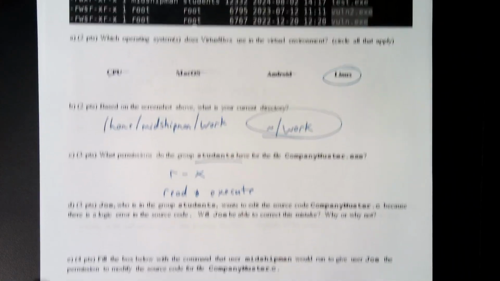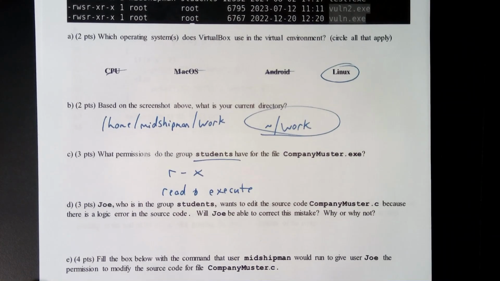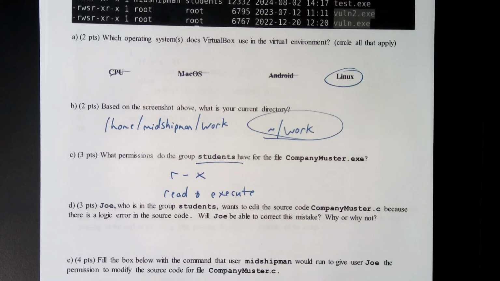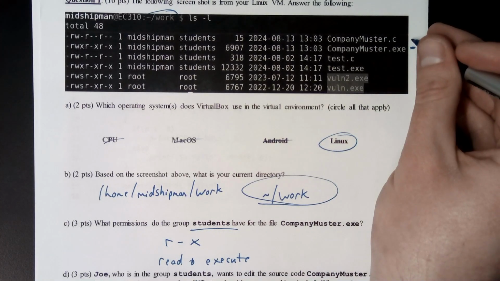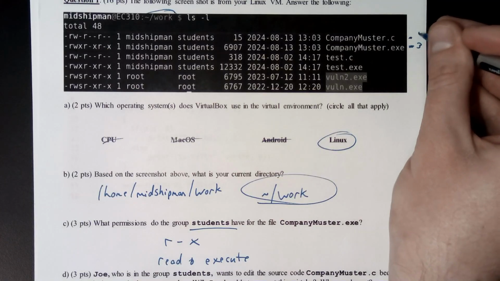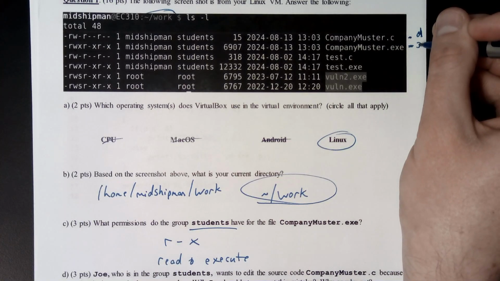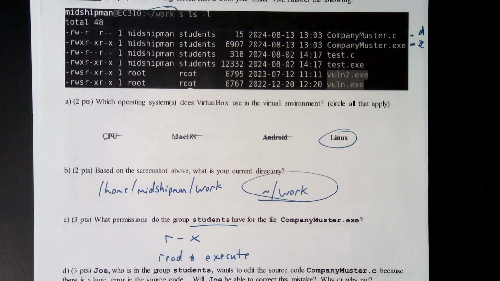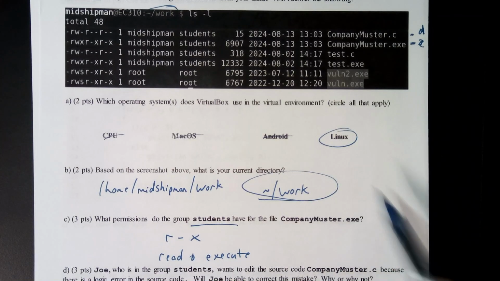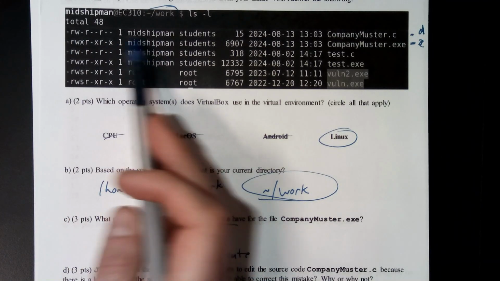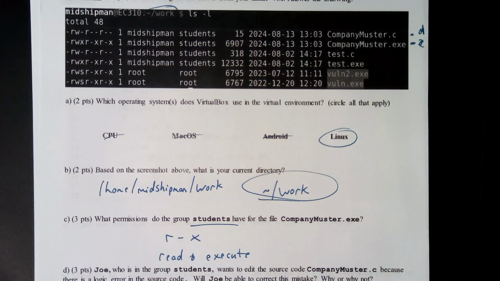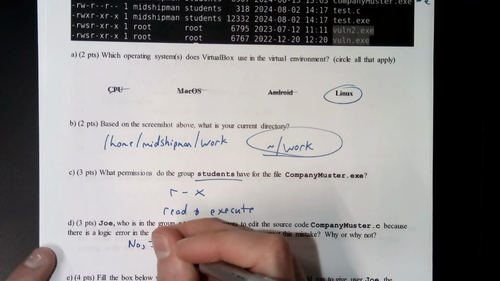The next question: Joe, who is in the group students, wants to edit the source code companymuster.c because there's a logic error in the source code. Will Joe be able to correct this mistake? We see Joe is in the group students. We need to look at companymuster.c, from part D. We need to look at the group students and see what permissions they have on this. We see there's read-write for midshipman, but only read permissions for the group students. So no, Joe will not be able to correct this mistake.